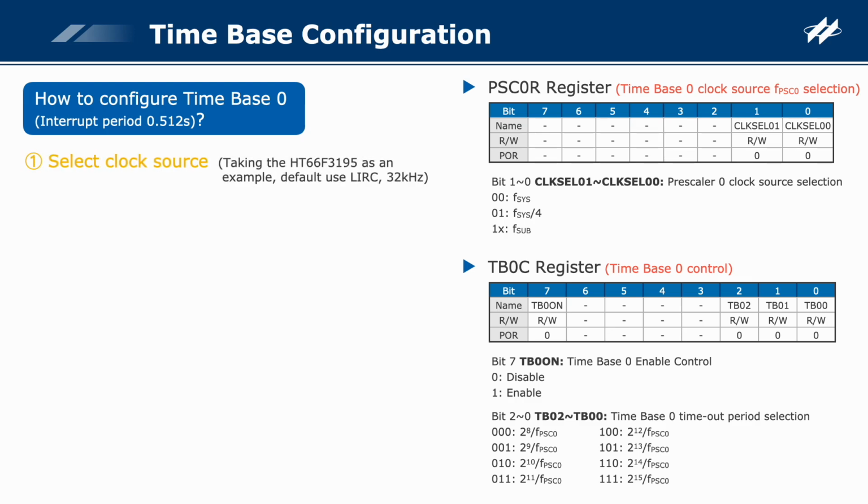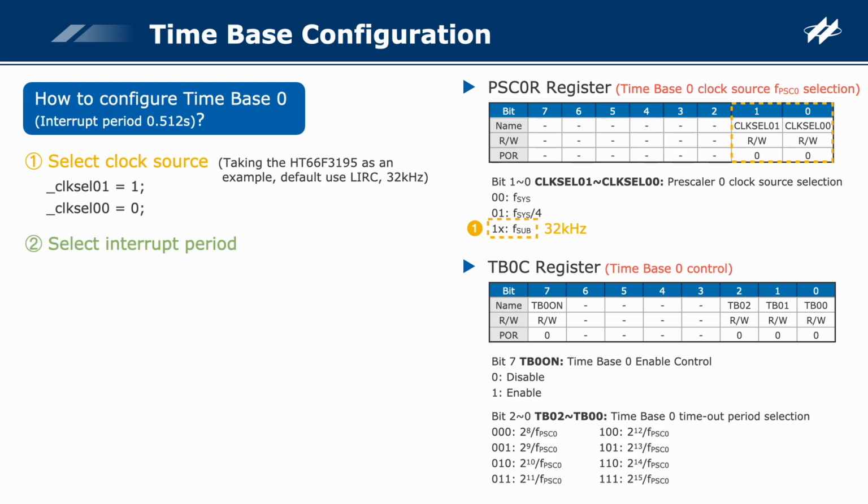Step 1. Select the clock source for the time base. The HT66F3195 uses a 32 kHz low-speed internal RC oscillator by default. Here we select the low-speed clock as the time base 0 clock source, therefore the CLKSEL01 and CLKSEL00 bits should be set to 10.